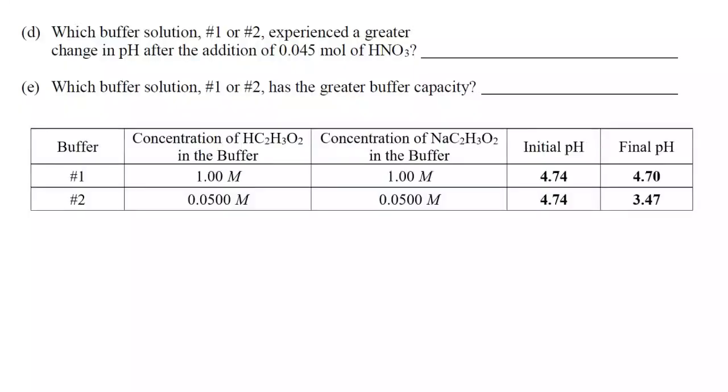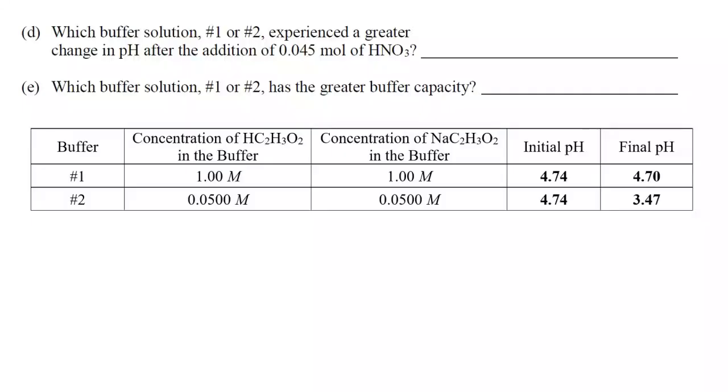So with buffer number 1, we can see from the table it had a higher concentration of each buffer component. The initial pH was 4.74, and after a small amount of a strong acid was added to this buffer, the final pH decreased to a value of 4.70, so it decreased by a rather small amount.